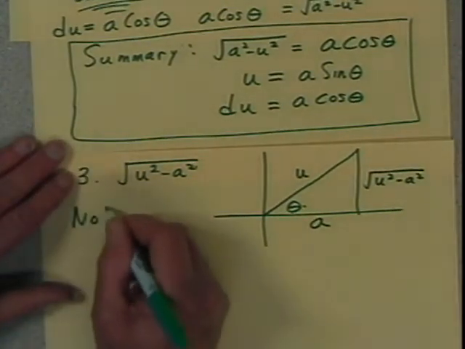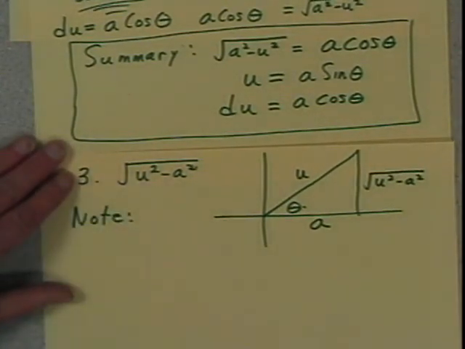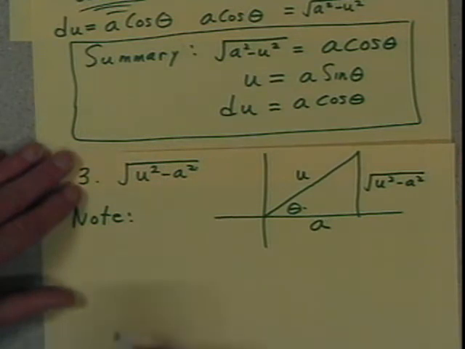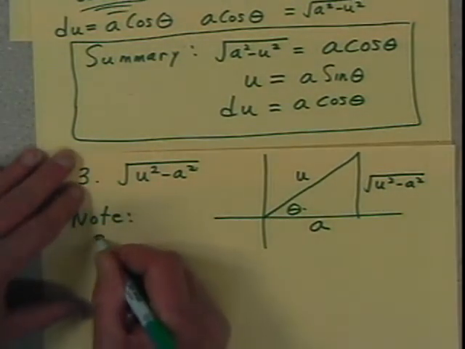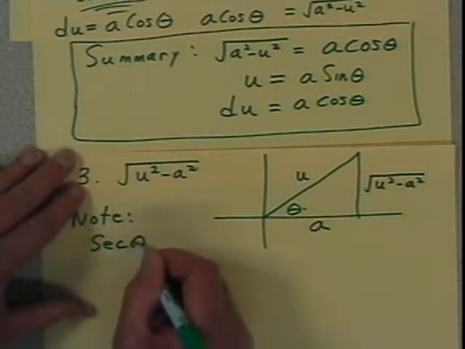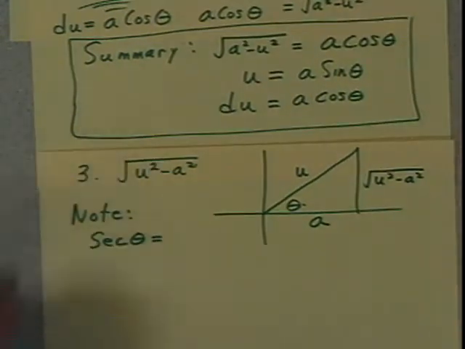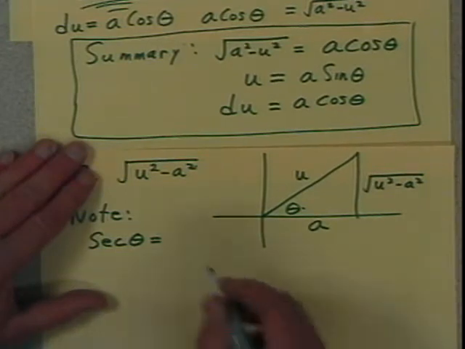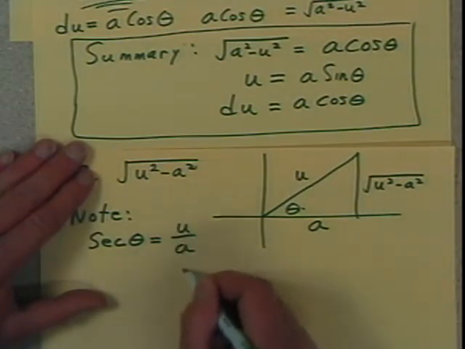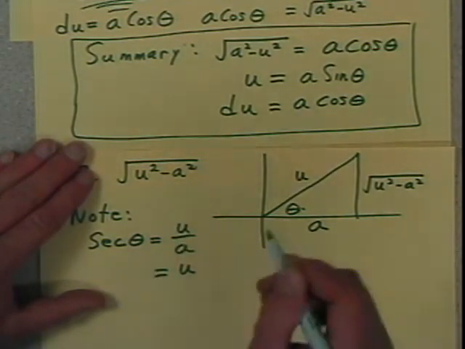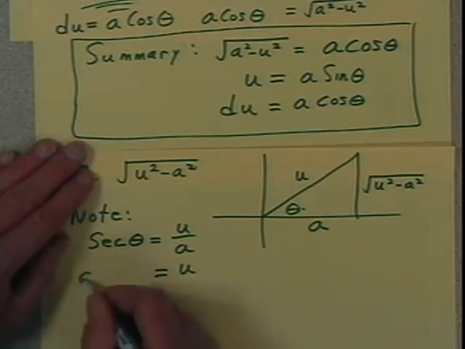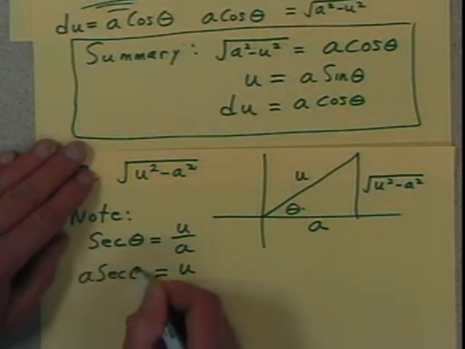Okay, the thing to note here is, what is the secant of theta in that picture? U over a. The reason I did that is I wanted a replacement for u, which would be a secant theta.